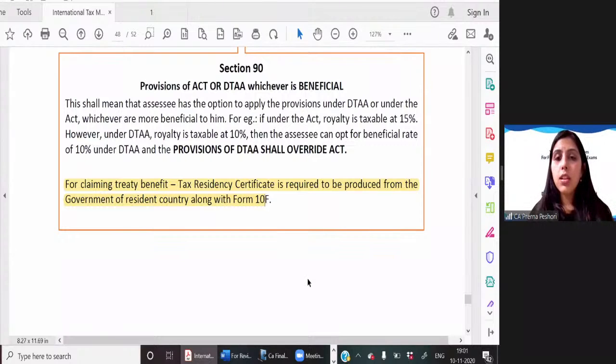Any doubts? Sandeep, US has several states. No, we need not see state wise. It is just the USA as a whole whose tax treaty is there with India. Any other doubt?